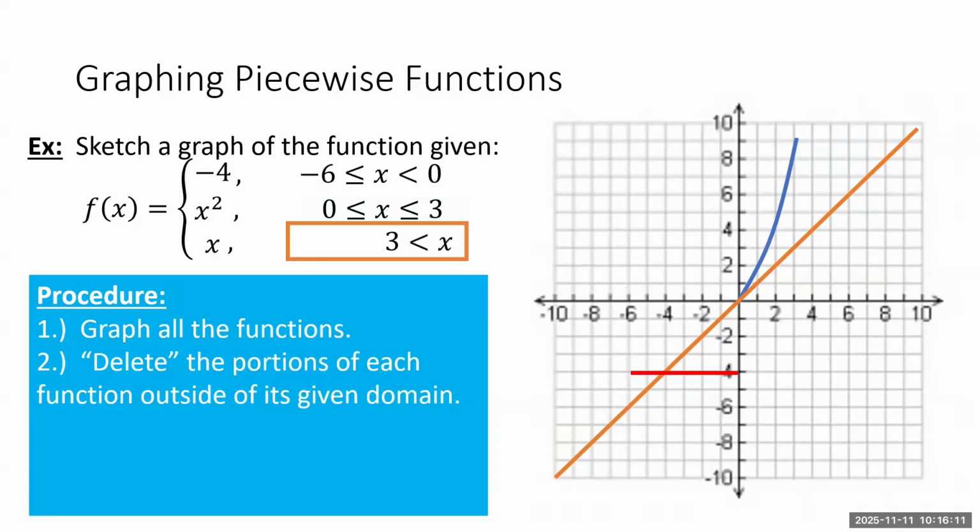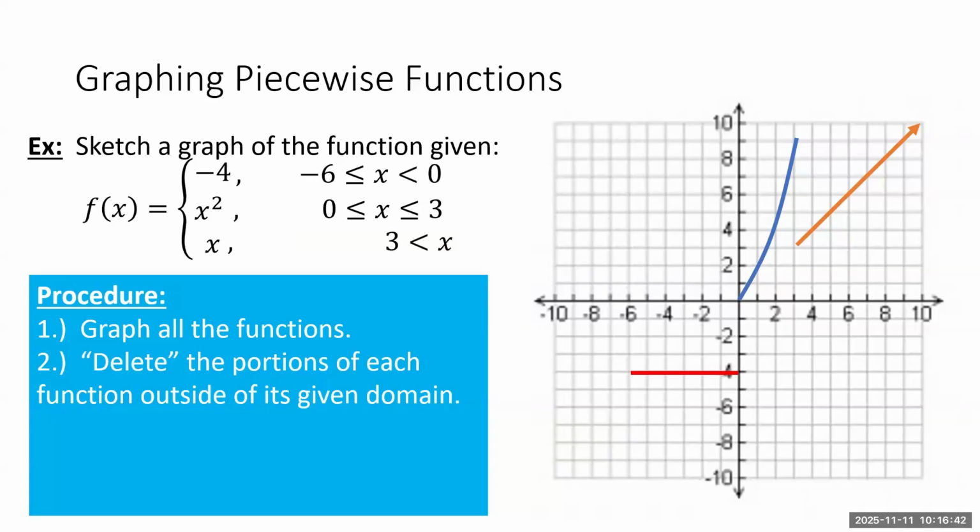I repeat this procedure for the identity function. I draw a vertical line at x = 3, and I erase the portion of the line to the left of x = 3. And now I've got a ray starting at the coordinate pair (3, 3), and it's going all the way to the right. That has an arrow on the end of it on its right-hand side.